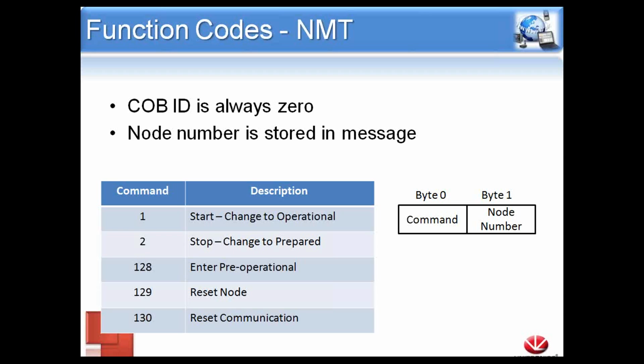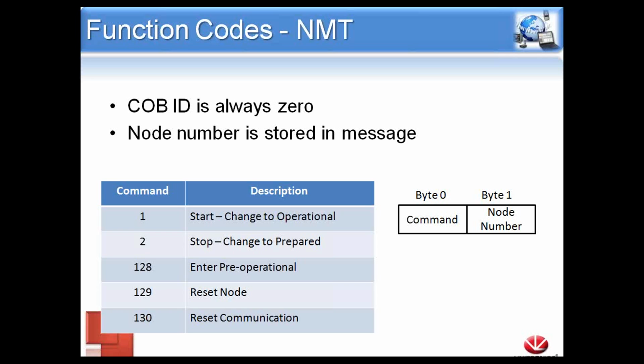There are 2 extra ones I want to point out, 129 and 130. The numbers are not super important because in VisiLogic this will all be taken care of automatically for us using the function blocks. But it is important to understand what is working behind the scenes to get a better understanding of what's going on. So 129 and 130 are the 2 different resets that we have. Reset node is going to reset the device entirely. It's going to go back to all its factory defaults.